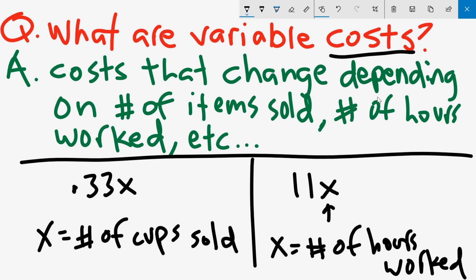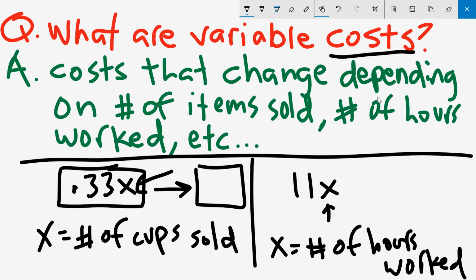So when we're talking about variable costs that change depending on the number of items sold, well, in this case, this expression here, this whole expression, that's our variable cost because it changes. The more items we sell, the bigger the cost, right? The more items I sell, the cost goes up, right? I have to end up paying more, right?